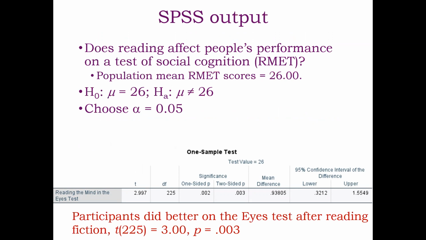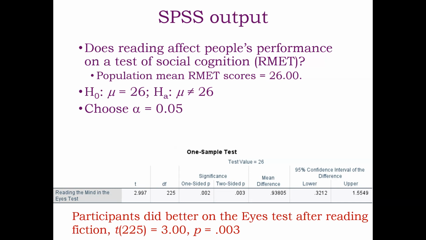We know from a lot of research that in general, the population mean RMET or EYES test score is 26, right? So we want to know if people who read differ. If you bring people into the lab and have them read something and then test them on the EYES test, you want to know if they differ, right? If we're wondering if they differ, it's always a two-tailed test.